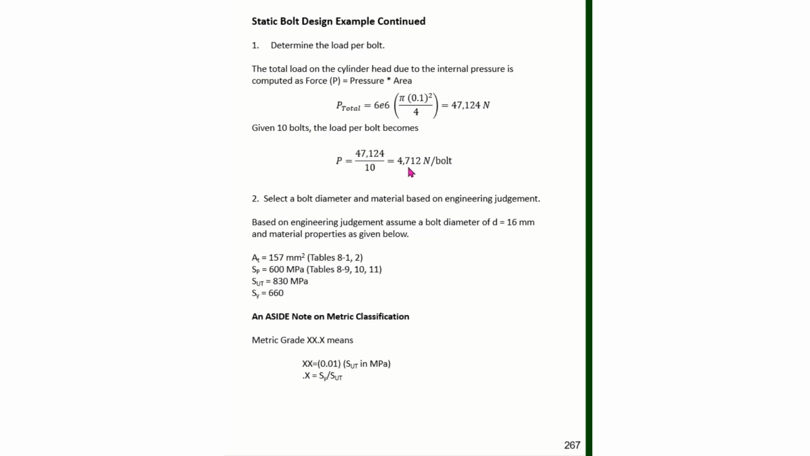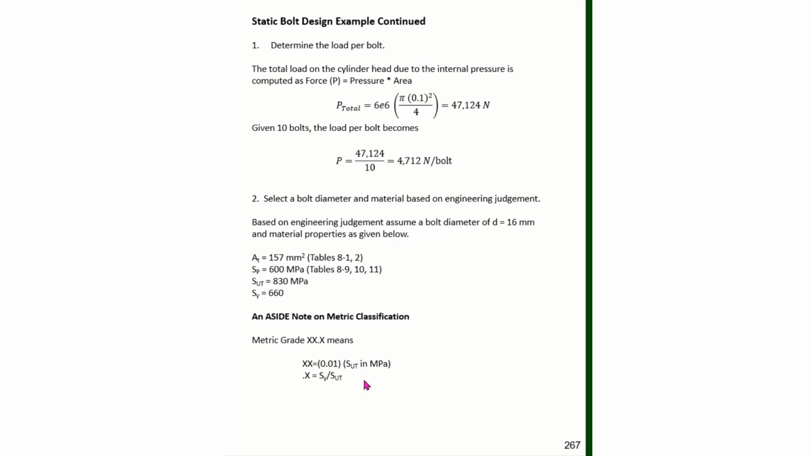And the material properties are as given below, where for a 16 millimeter diameter bolt, A_T is 157 millimeters squared, and then we can get S_P, S_UT, and S_Y.